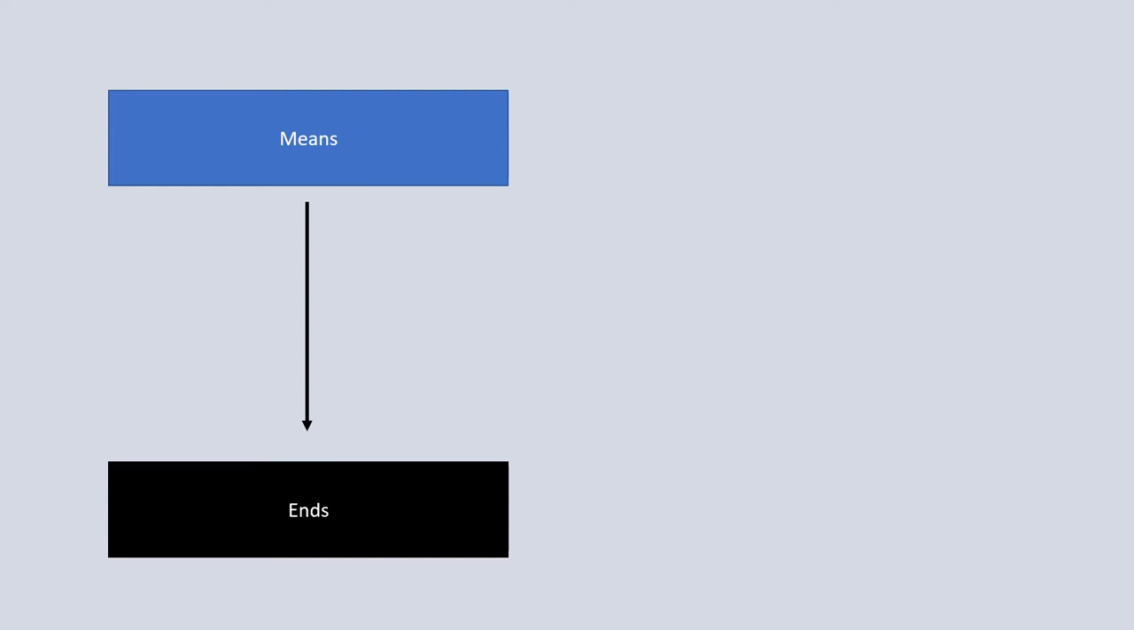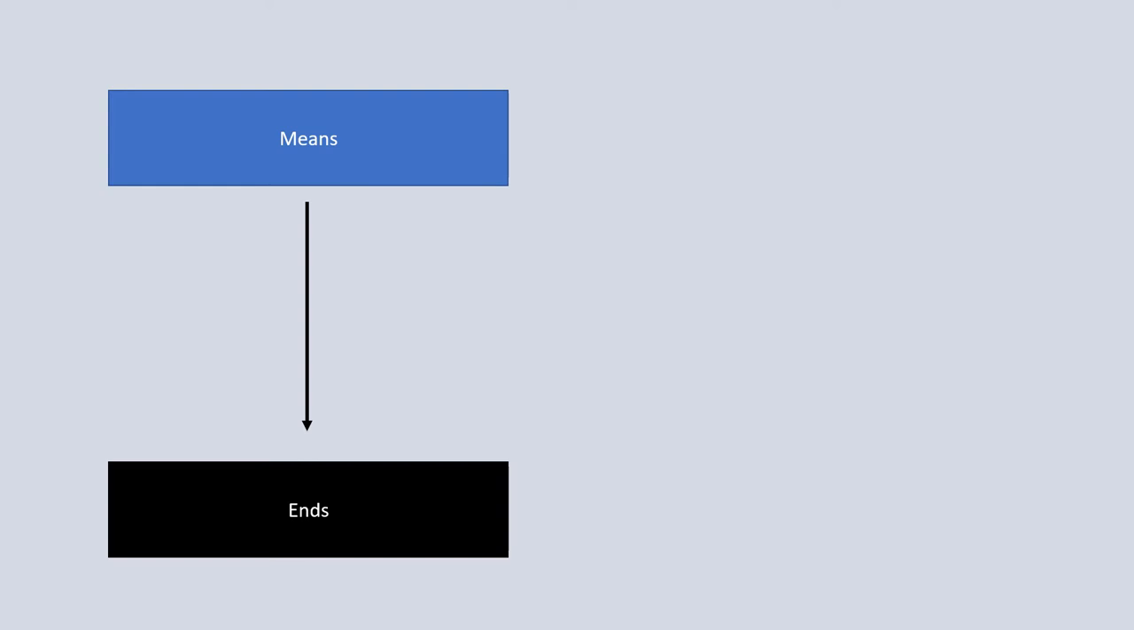So it's using a particular means to achieve an end, but the argument sees means and ends themselves as separated, right? Or it sees them as very distinct. And that's the way that you can use something bad as a means to bring about a good end, right?